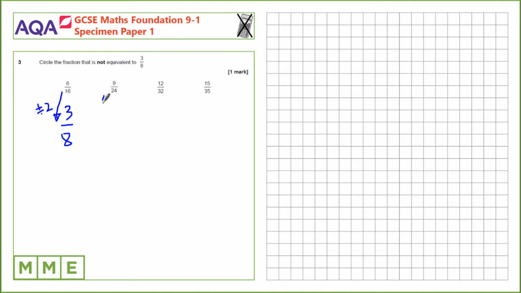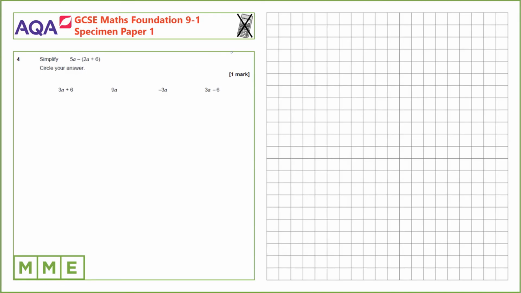Same thing we can do here. We can divide by 3 to get 3/8, and we can divide by 4. 12 divided by 4 is 3, 32 divided by 4 is 8, to get 3/8. Just double check this one to make sure we haven't got it wrong somewhere, but 15 divided by 5 is 3, and 37 divided by 5 is 7. But this one is incorrect, which is our answer.